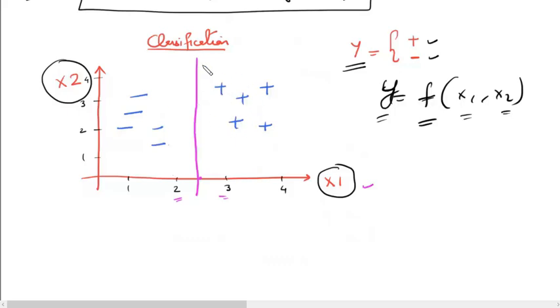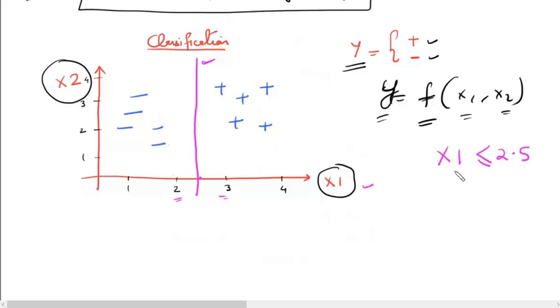So how do we denote this? Remember, we are trying to find a mathematical function. Now how do we denote this line as a mathematical function? It is very easy. We can write this line. So the equation of this line is x1 is less than or equal to 2.5. So this is the equation of this line.